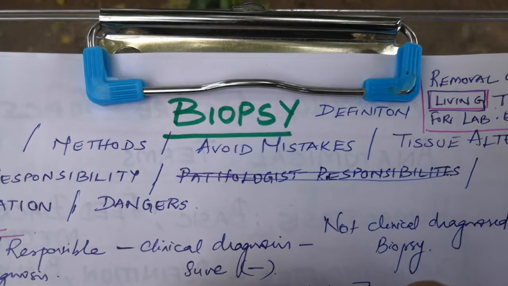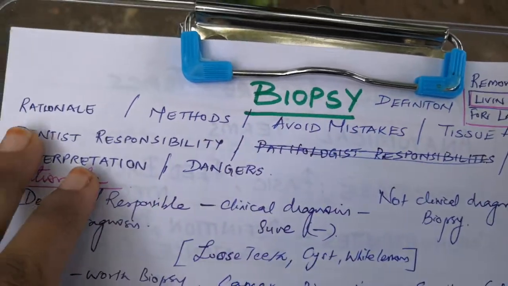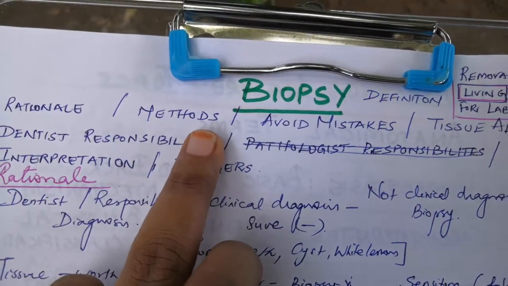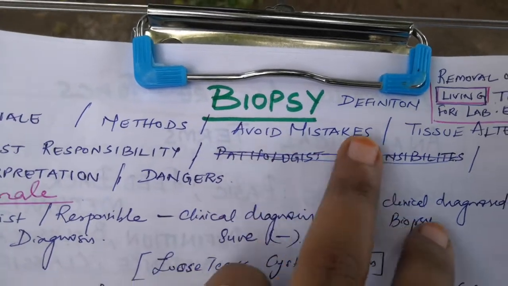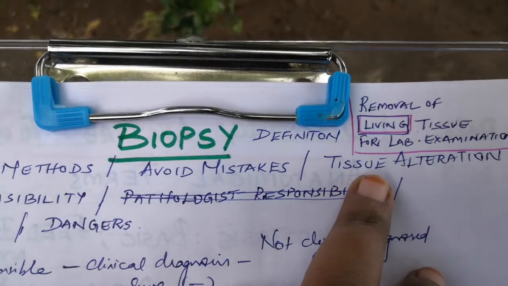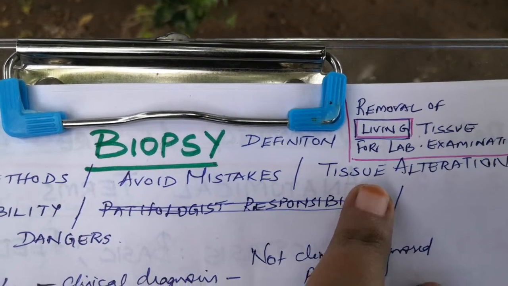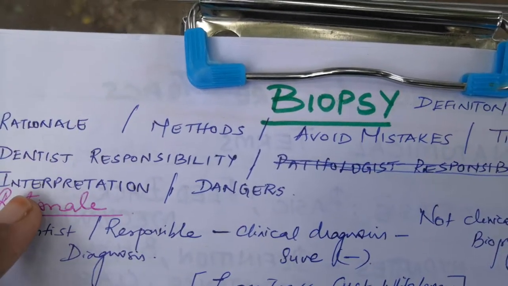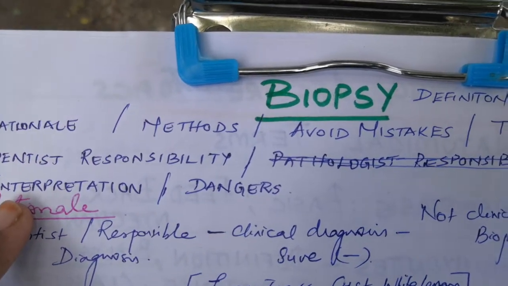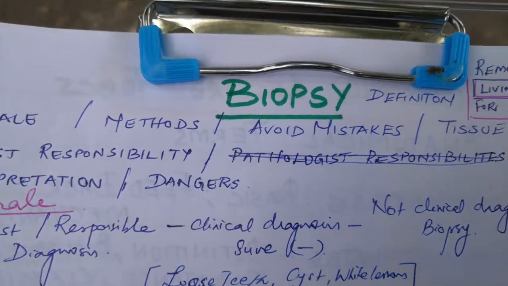Today's class will be on biopsy. The topics covered under this are definition, rationale, methods of biopsy, what are the common mistakes we make and how to avoid them, and also what are the tissue alterations that are encountered before the biopsy, during the biopsy and after the biopsy, and also what is the dentist's responsibility in doing a biopsy and how to interpret it, and what are the dangers encountered during biopsy.